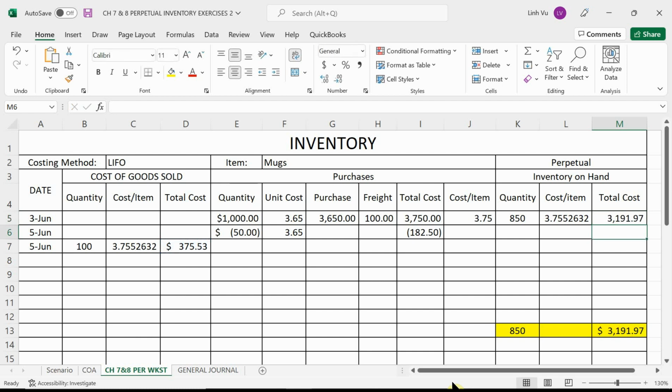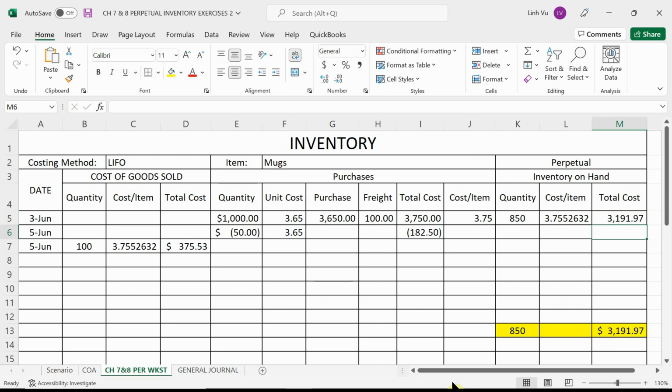3.755. Not my cost per item, my total cost. Oh yeah, I went backwards. Sorry. No worries. So in this case, you never have to adjust your cost of goods cost per item because this one stays the same.